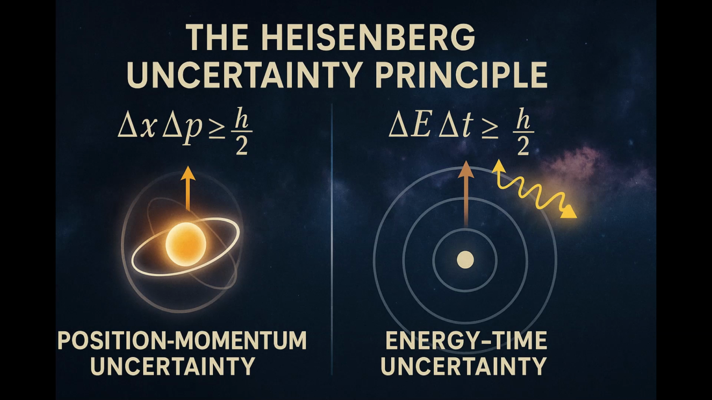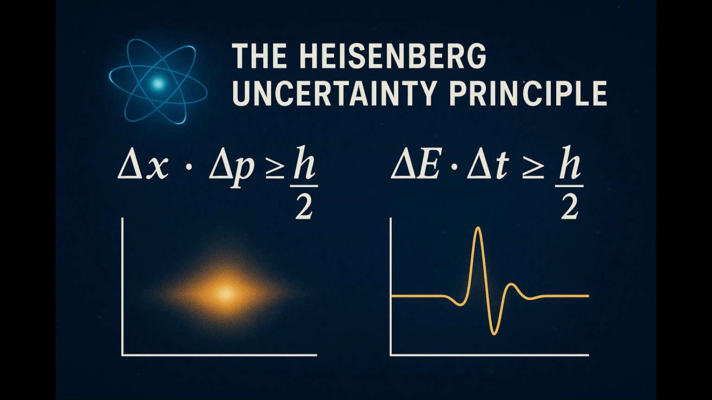So when we talk about uncertainty in time, we're not talking about the particle's exact location in time. Instead, we're talking about how long a certain process takes, like how long a particle stays in an excited state or how quickly a measurement is made. Think about an electron in an atom that jumps to a higher energy level. It doesn't stay there forever. It drops back down, releasing that energy as a flash of light.